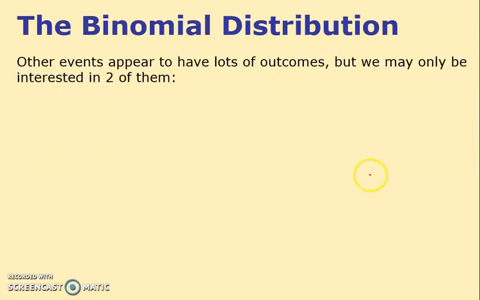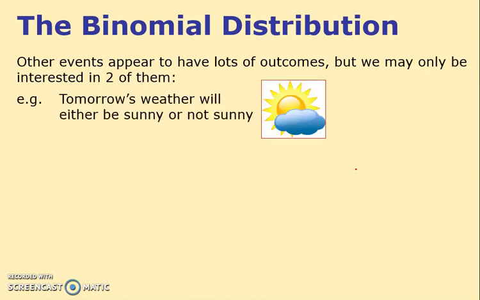So just bearing that in mind, some events appear to have lots of outcomes. This is kind of like the one I did right at the start, but we're only interested in 2 of them. So tomorrow's weather, for instance, might be sunny, or it might not be sunny. Now there's 100 different weather systems that could strike tomorrow, but if I'm only interested in sunny or not sunny, there's only 2. Right here now, I'm sitting here and the rain's falling on the window. Doesn't matter. All I care about is either sunny or not sunny.